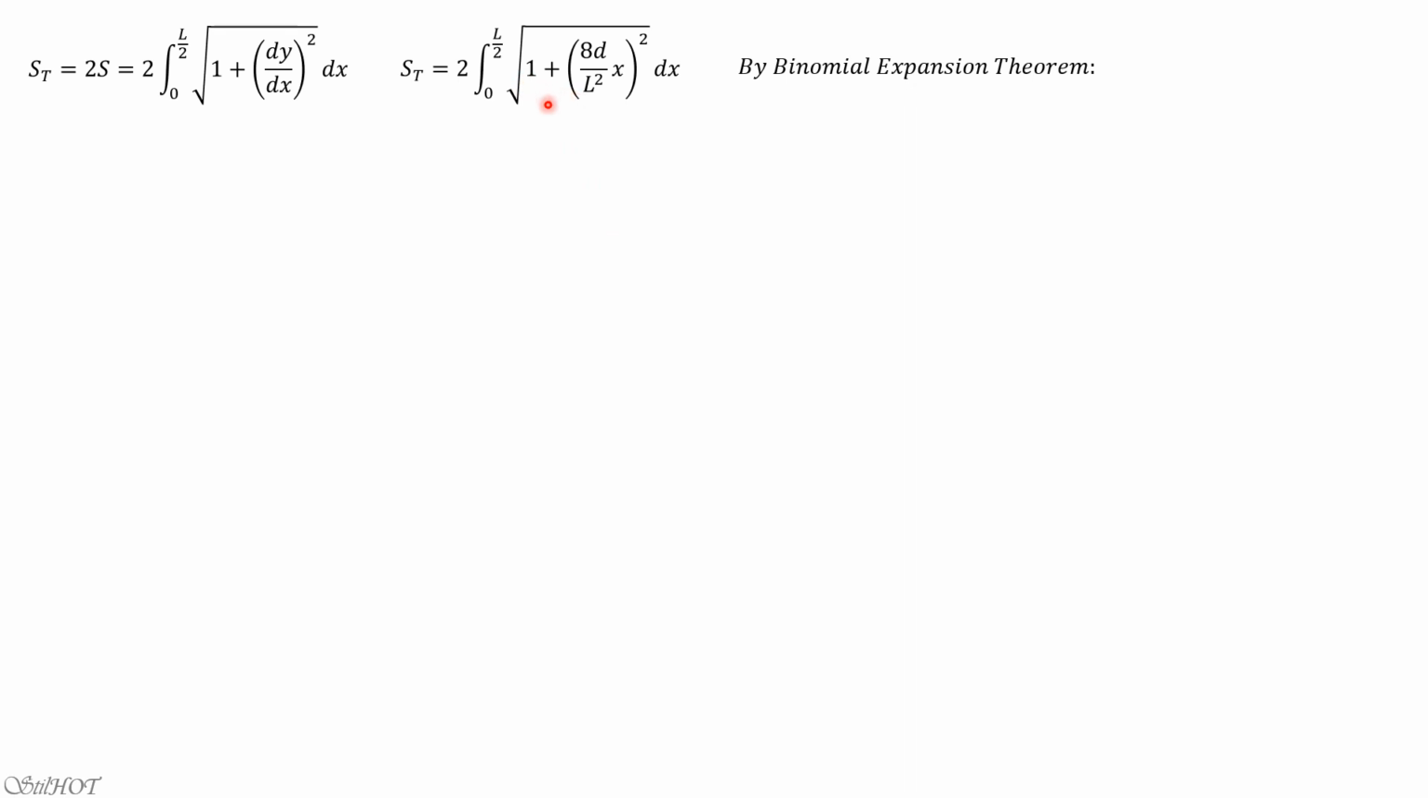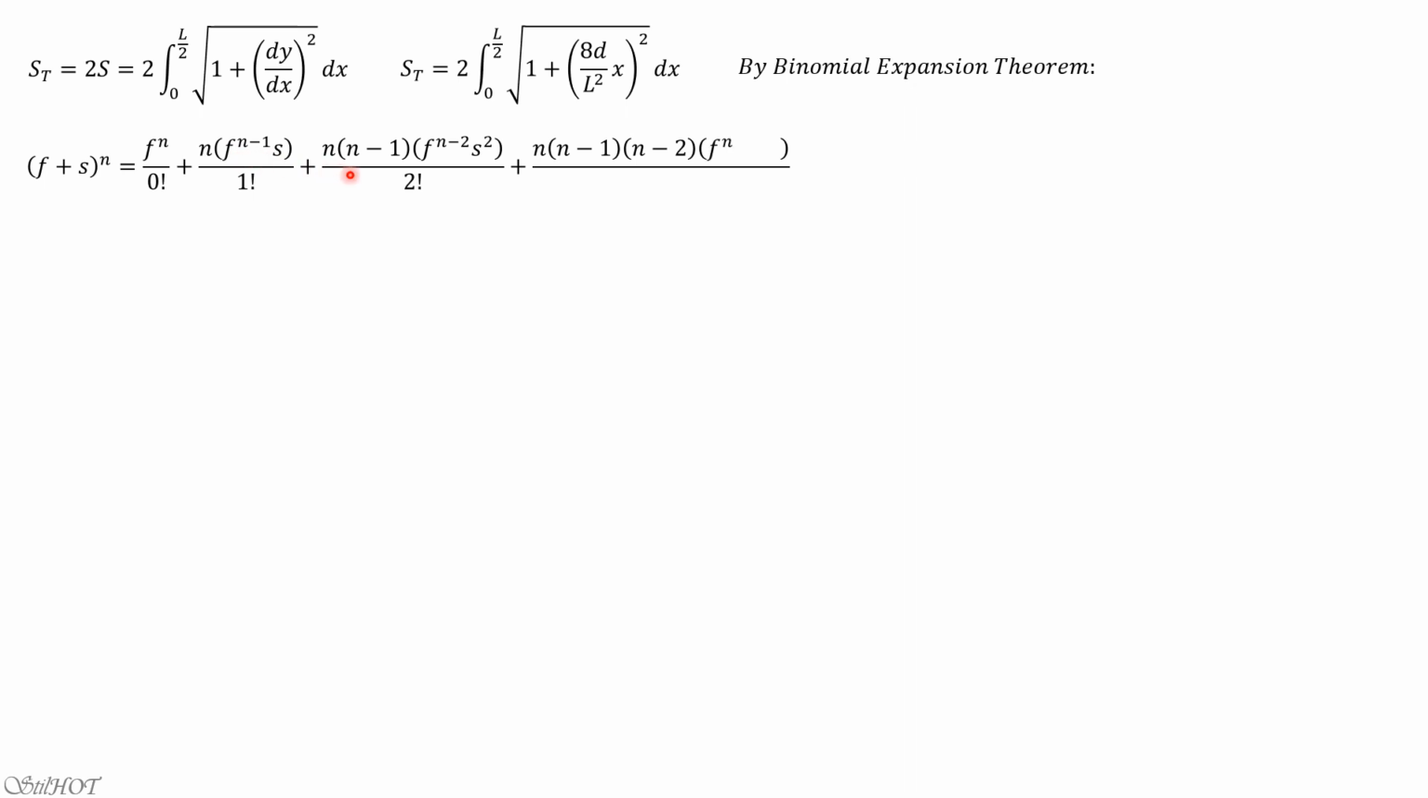We have the binomial expansion theorem from algebra: first term plus second term, quantity to the n, is equal to first term raised to n divided by 0 factorial, plus n times first term to the n minus 1 times second term divided by 1 factorial. This is supposed to be 1 factorial. Then plus n times n minus 1 times first term to the n minus 2 times second term squared over 2 factorial, plus n times n minus 1 times n minus 2 times first term to the n minus 3 times second term cubed over 3 factorial, and so on and so forth. I hope that you encountered this in your algebra time.